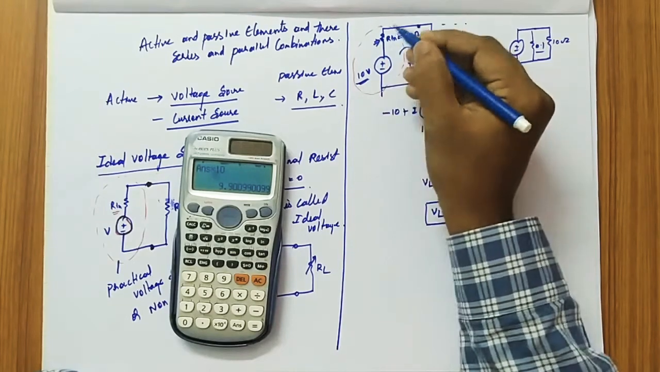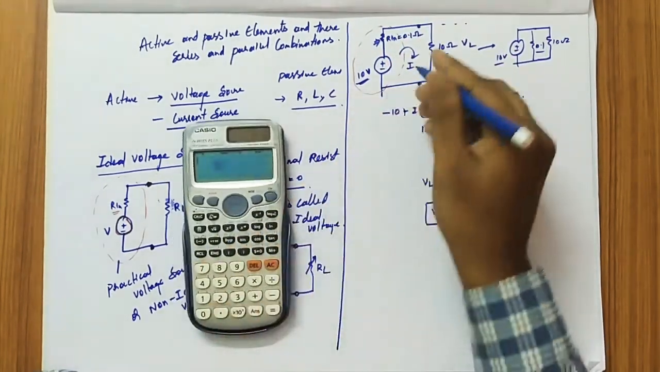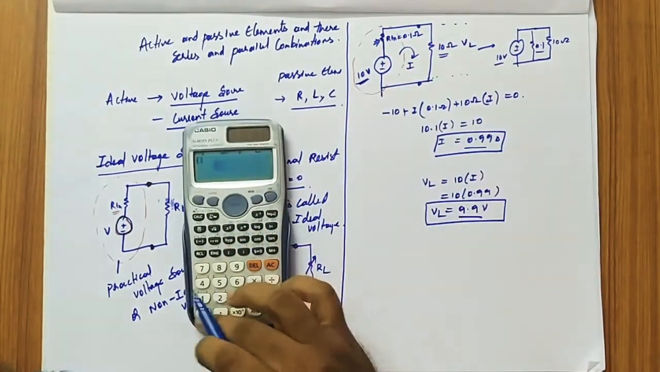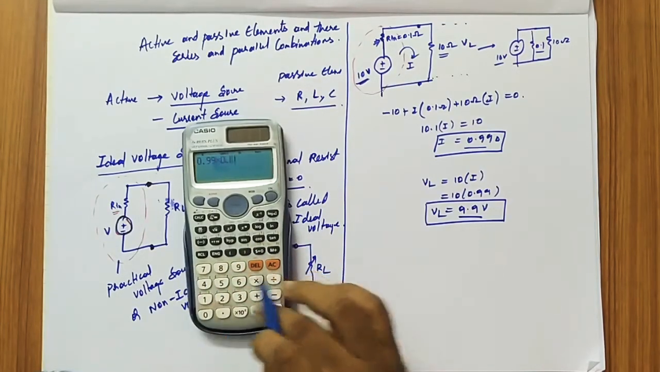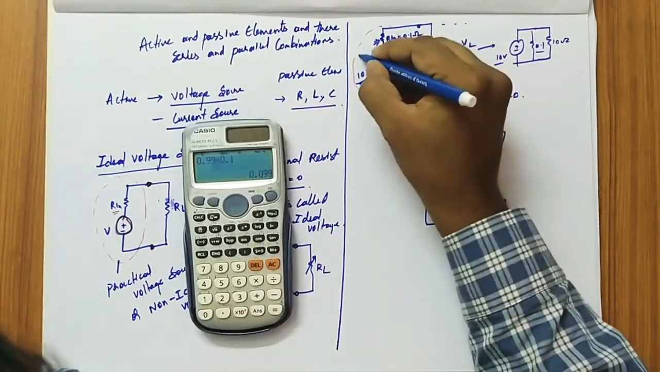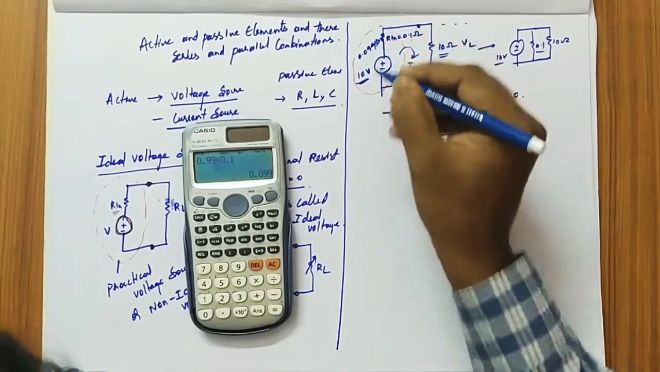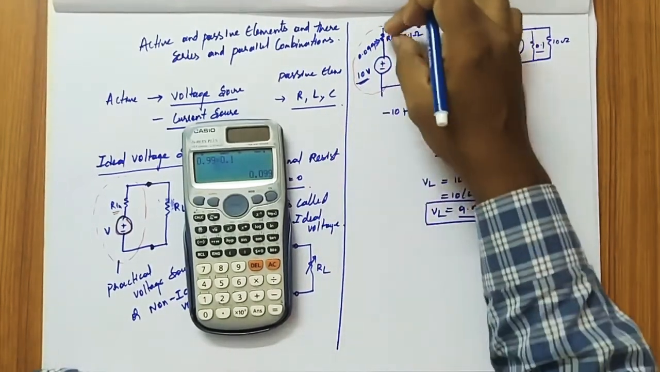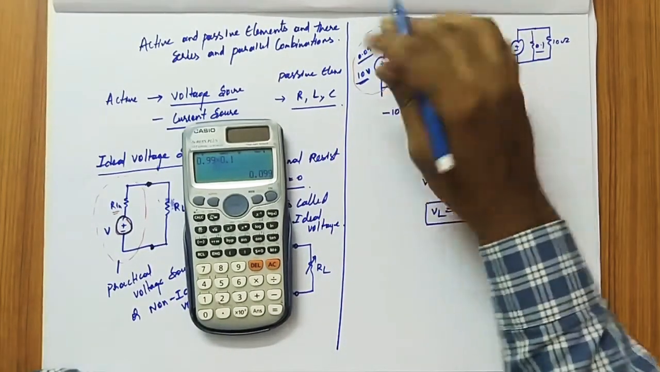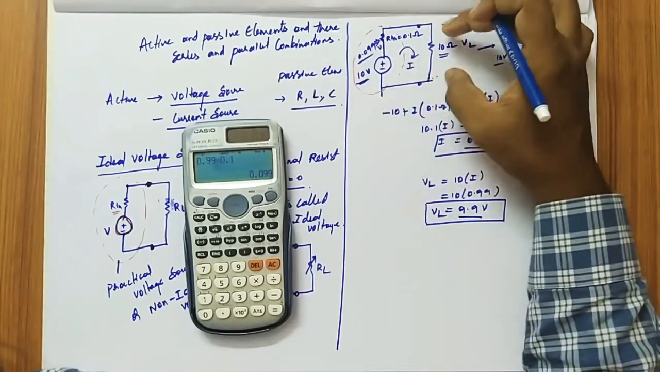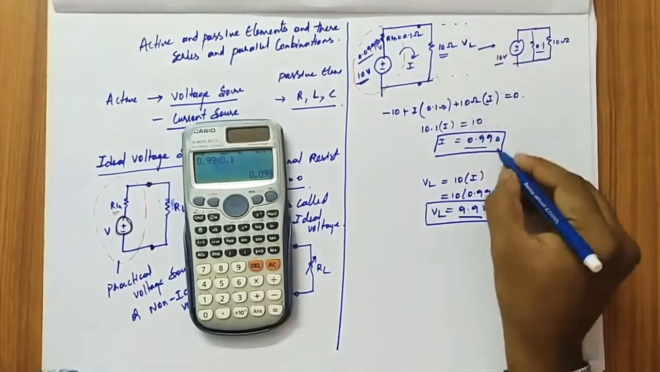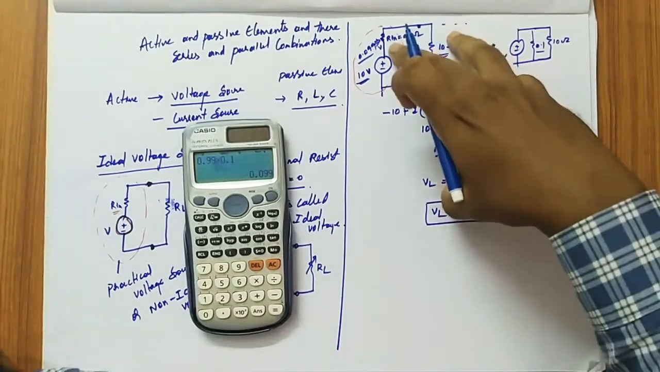What is the drop here? Current I is 0.99, so 0.99 into 0.1. So the drop voltage is 0.099. Therefore, the internal resistance is taking a small drop and giving the output to the load, that is across 10 ohms, of value 9.9. So this is a practical voltage source.